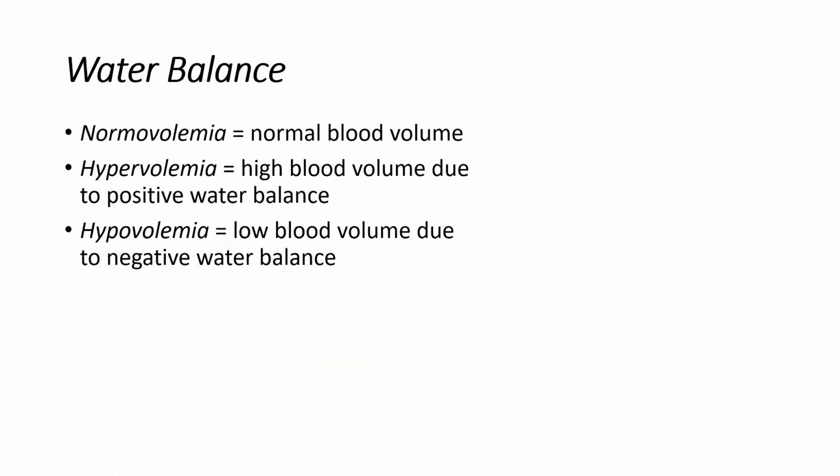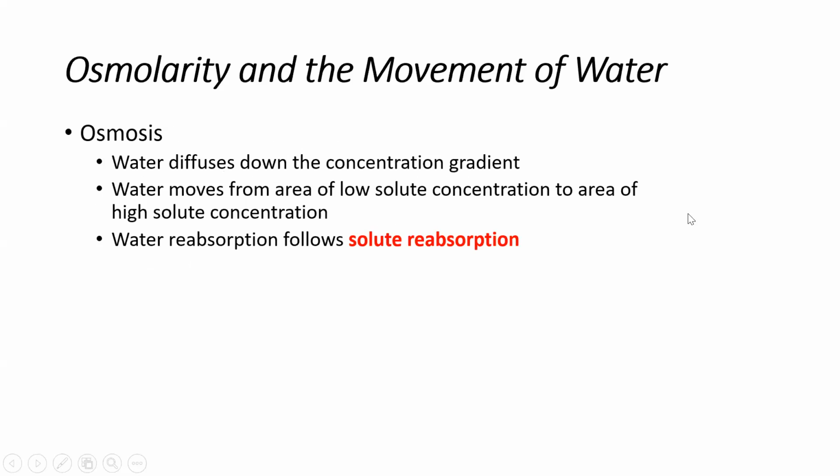But if you are in a positive water balance, the physiological term is hypervolemia, meaning you have high blood volume because your water inputs are exceeding your water outputs. And if you have low blood volume, being in a state of negative balance, this is called hypovolemia. And this is synonymous with, again, dehydration, hemorrhaging, shock. And this is where your water inputs are less than your water outputs. So your water outputs exceed your water inputs, okay?